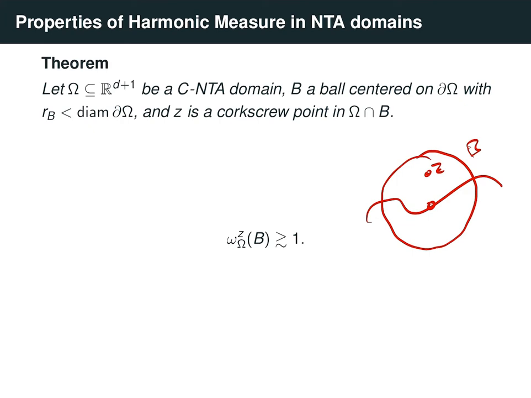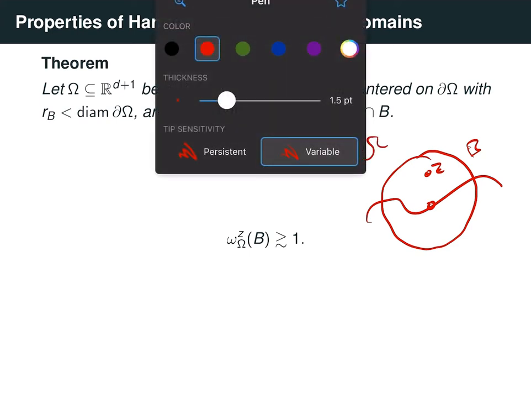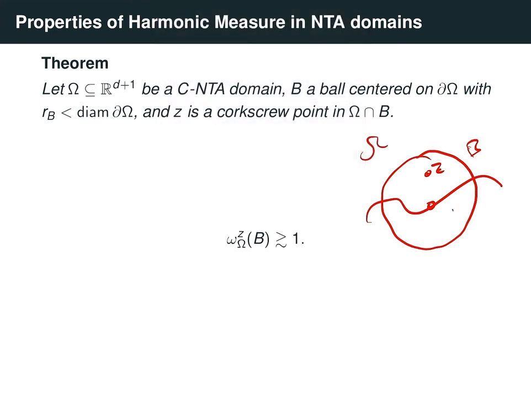Now recall that the exterior corkscrew property says that inside this ball, there must be a large corkscrew ball contained in the complement of omega. This implies that the complement of omega inside the ball B, and hence the boundary of omega inside B, is quite large. And so that should mean that if we start a Brownian motion at Z, it should have large probability of first hitting the boundary of omega inside B rather than anywhere else.